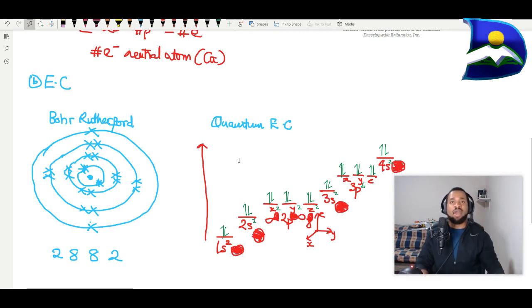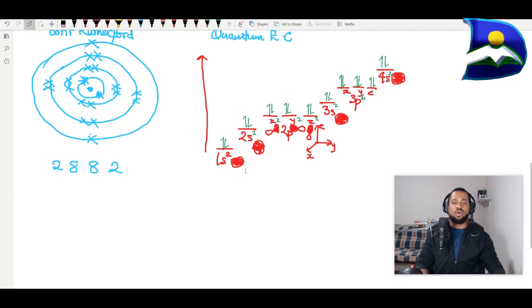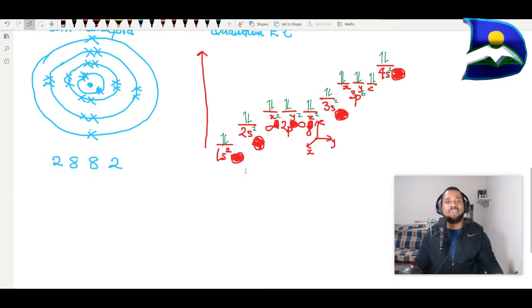So in this particular case, we are able to represent a neutral atom of calcium in both Bohr-Rutherford and quantum electronic configuration. Once we have this taken care of, the next step is, how are we going to transform our calcium atom into a calcium ion, calcium 2 plus?